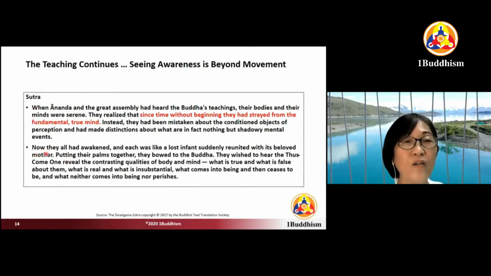Now they had all awakened, and each was like a lost infant suddenly reunited with his beloved mother. Putting their palms together, they bowed to the Buddha. They wished to hear the Thus Come One reveal the contrasting qualities of body and mind, what is true and what is false about them, what is real and what is insubstantial, what comes into being and then ceases to be, and what neither comes into being nor perishes. So now, after hearing the Buddha's explanation, they are all awakened and they wanted to hear more.